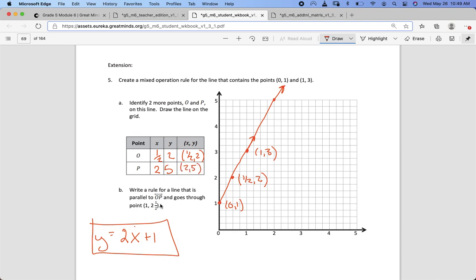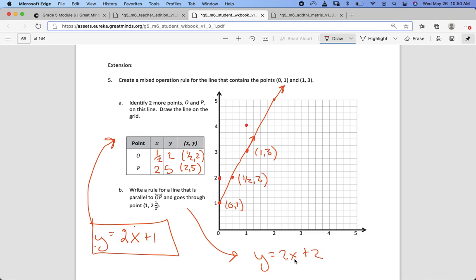Write a rule for a line that is parallel to OP. Parallel to OP, so that means that it has to have these, this is this one, by the way. It would have to be y equals 2x, and then we can do something different with the addition subtraction. That's what makes it parallel, so let's add 2. And 0 times 2 plus 2 would be 0, 2. I'm going to use a different color. 0, 2, okay. 1 times 2 would be 4, 1, 4. 3 times 2 would be 6, 7, 8, so that's going to be way up here.